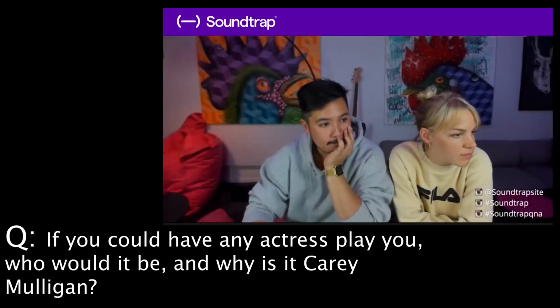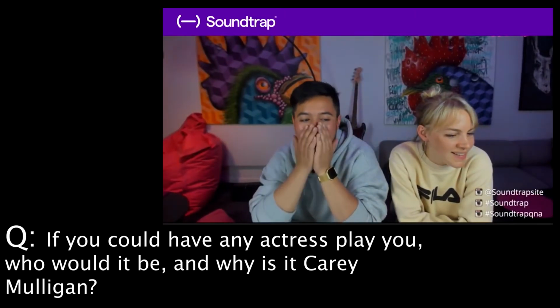If you could have any actress play you in a movie, who would it be and why? Is it Carey Mulligan? She does look like Carey Mulligan.